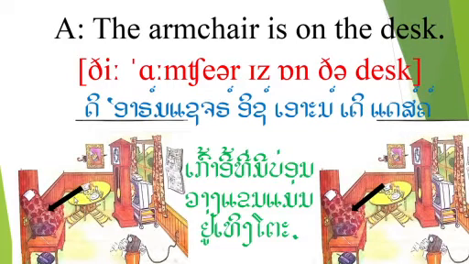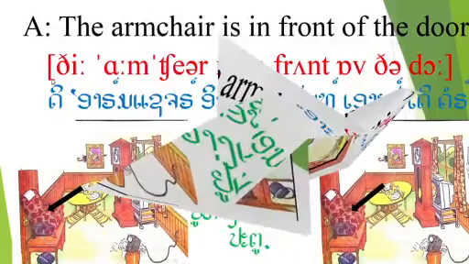Now the black arrow points to what? It points to the armchair, right? Let us practice reading: the armchair is on the desk. The armchair is on the desk. Next answer.